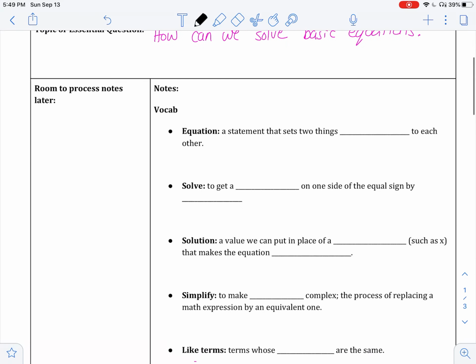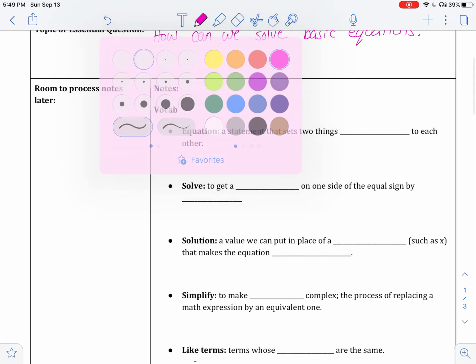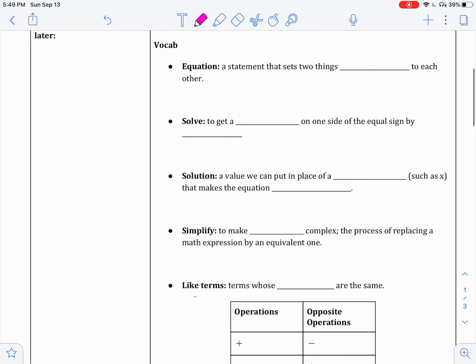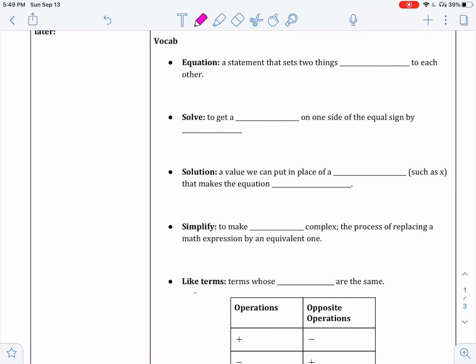Now, before we get started, we are going to fill in a few vocabulary terms that we have here. Our first vocabulary term is equation. An equation is a statement that sets two things equal to each other. Notice that equation and equal all start with the same four letters. This just means that every time we see an equation, we should have an equal sign in there.